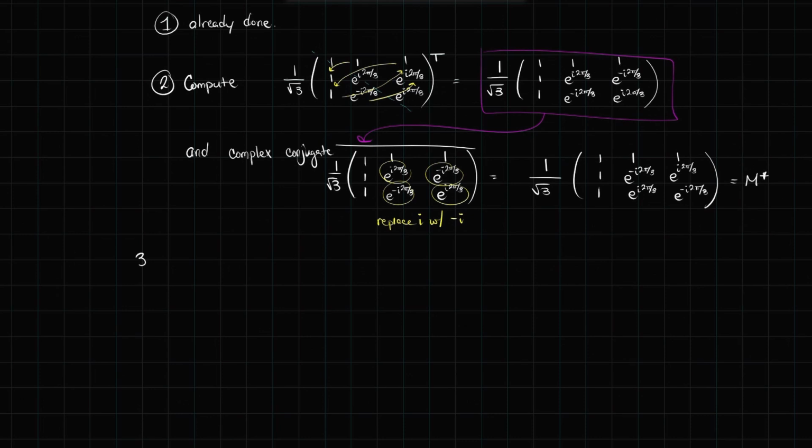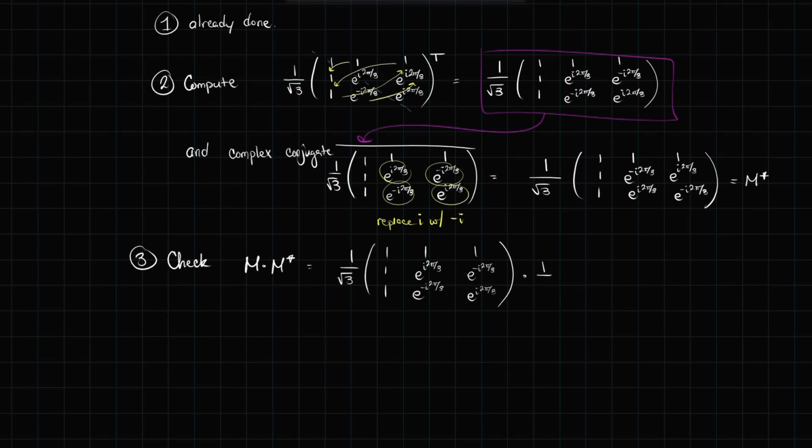Step 3, I need to check M multiplying its Hermitian adjoint. So I'm going to multiply its adjoint. That's going to be 1 over root 3. M is just 1, 1, 1, 1, e to the I 2 pi over 3, e to the minus I 2 pi over 3, 1, e to the minus I 2 pi over 3, e to the I 2 pi over 3.